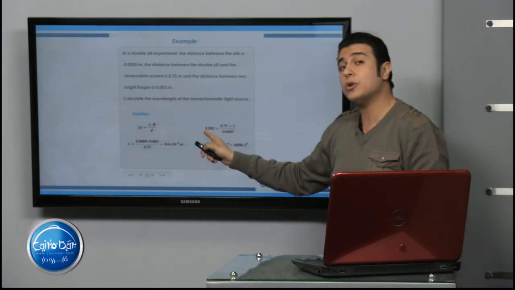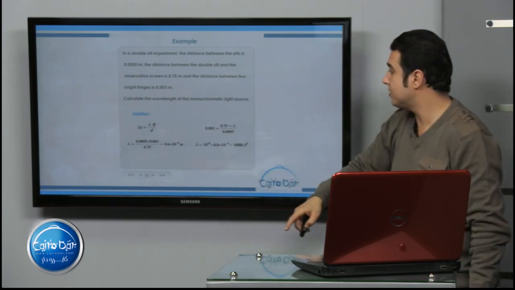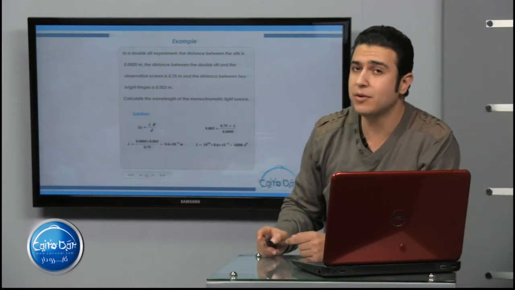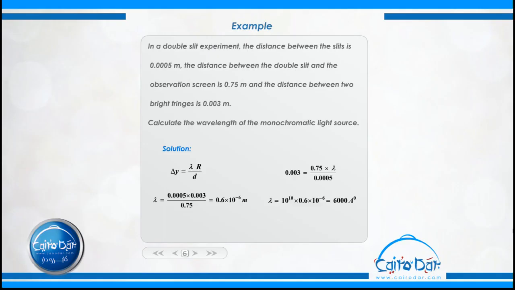So lambda equals 0.0005 times 0.003 divided by 0.75. It will be 0.6 times 10 to the power negative 6 meter, or 6,000 angstrom.